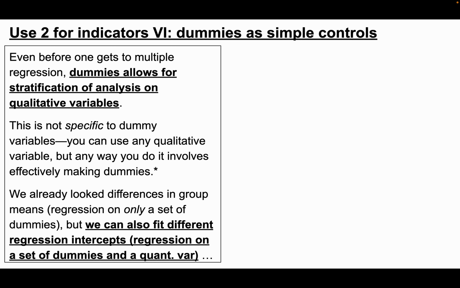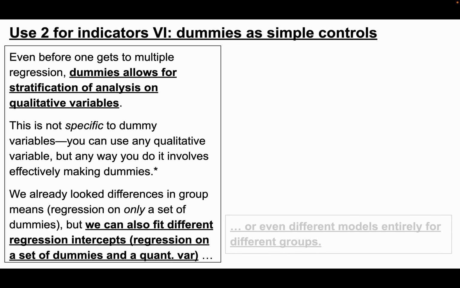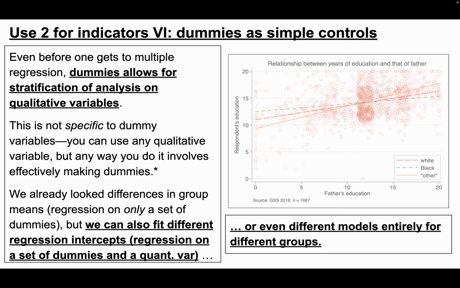So we looked at differences in group means, or regression only on a set of dummy variables, but we can also fit different regression intercepts. So we can do regression on a set of dummy variables and a quantitative variable and their interaction. And what this looks like would be something like this. This is a nice representation of the estimation for effectively what happens when you run that kind of model.